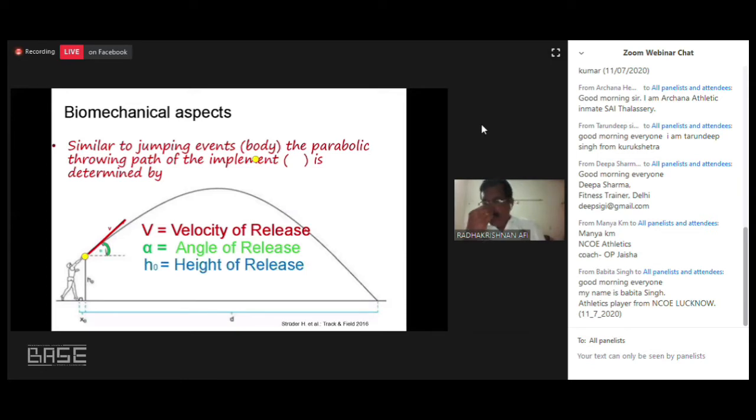So what do you feel is more important? Is it angle of release, or is it height of release, or is it velocity of release?